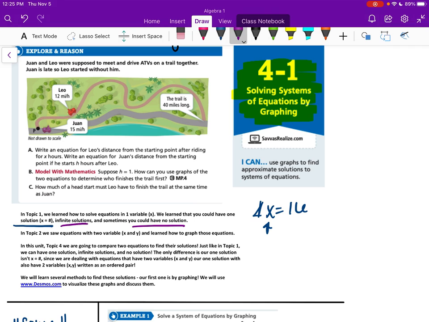In topic 2, we saw equations in two variables, like y equals mx plus b, where we have our variables x and y, and we learned how to graph those equations.